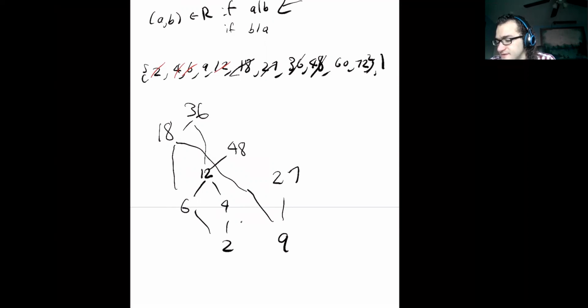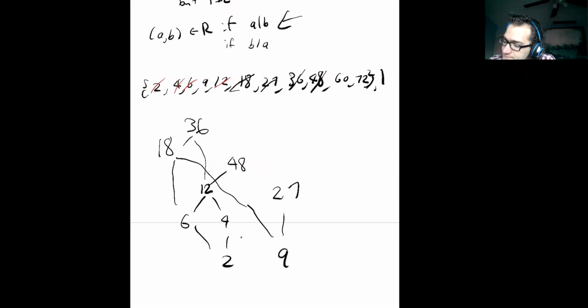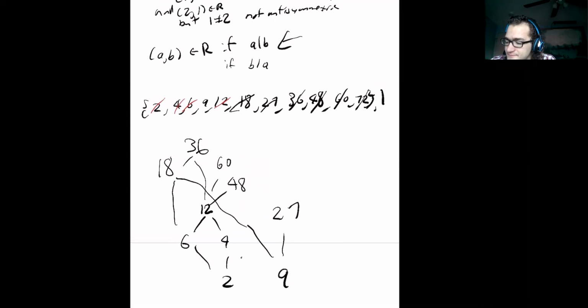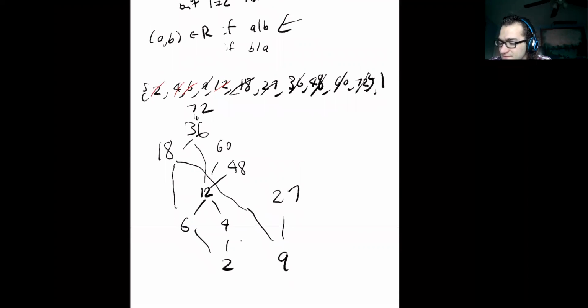Although I also get to it from 4 and 6, of course, but those are already captured. And then 60, we'll get to it since 12 divides 60. And for 72, well, 12 divides that, and 18 divides that, as does 36. So this is not super well drawn, but this is a Hasse diagram that can show us everything in the relation without all these extra arrows.